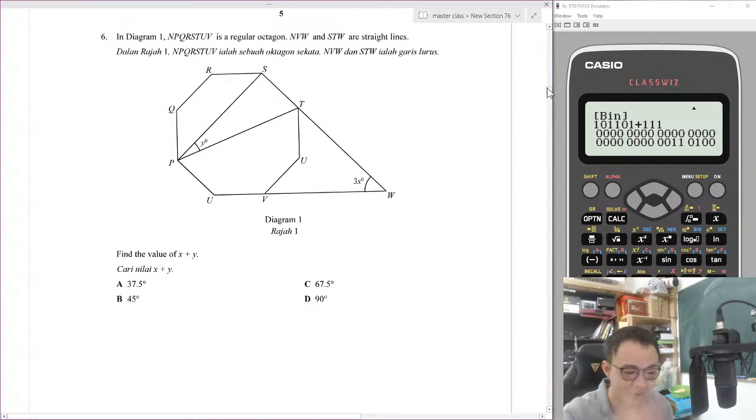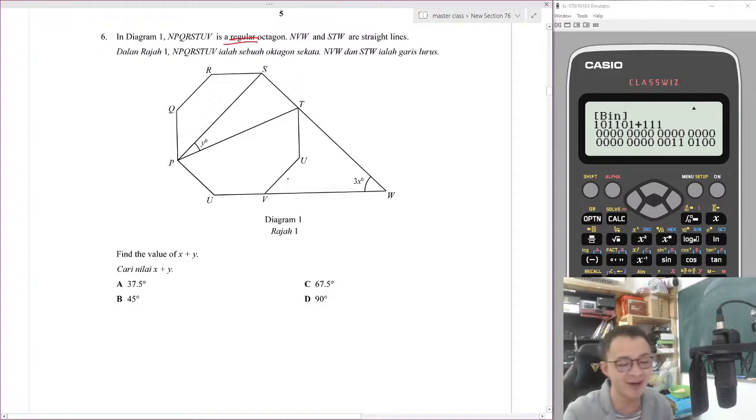Alright, so okay, now it's a regular octagon. Octagon means you have how many sides? You have 8 sides, right? Regular means each of the sides will be the same length and they will have the same interior angle. Basically it means this angle and this angle and this angle, all the angles will be the same. And then all the sides will be the same as well. This is the reason why regular is a very important word here.